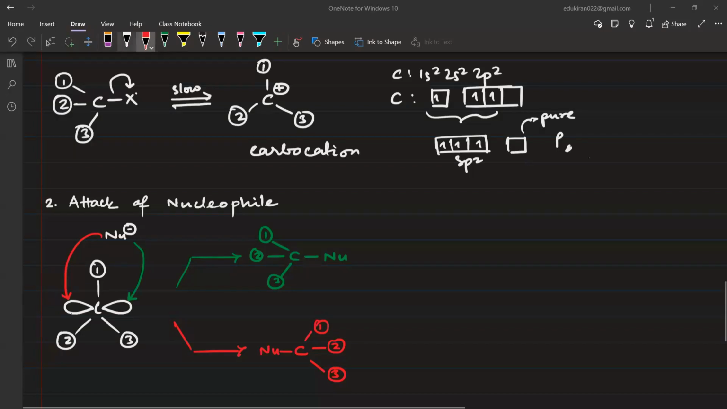And that is why we call this retention. That means this is retaining its original configuration. This green product has the same configuration as the reactant, so it is known as retention. This is the retention product, and we will get 50% retention product.